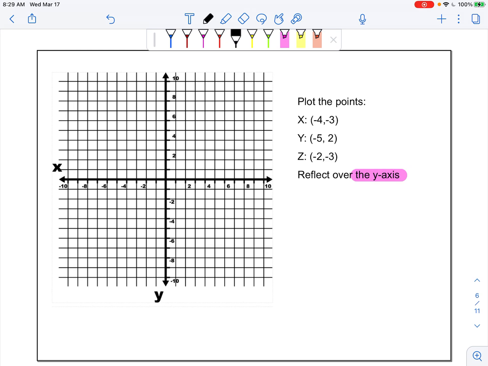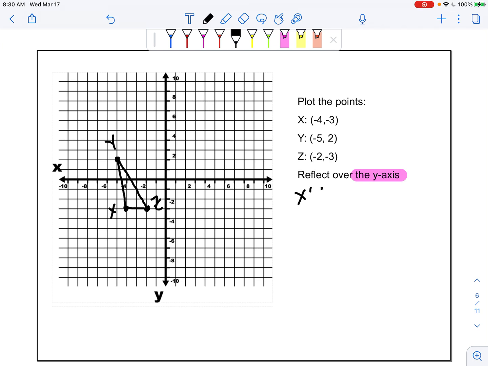So x is negative 4, negative 3. Y is negative 5, positive 2. That's why it was such a strange looking thing. There's my y. And then my z is negative 2, negative 3. There we go. That makes better sense to me. Now we can do it. And that's my z. Sorry about that.